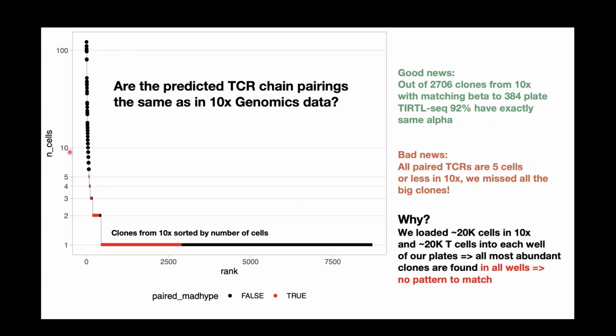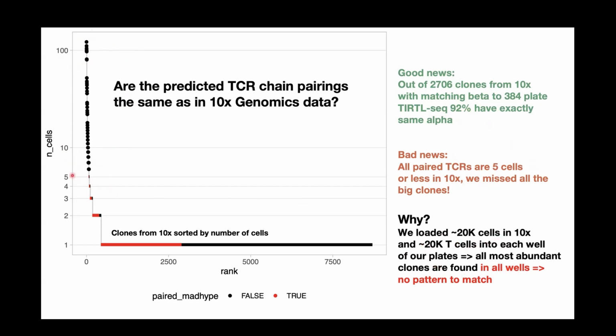So we completely miss all these big clonotypes, right? 10x pairs big clonotypes. We could not pair big clonotypes. And the reason is simple. We loaded about 20,000 cells in 10x and 20,000 cells in each well.